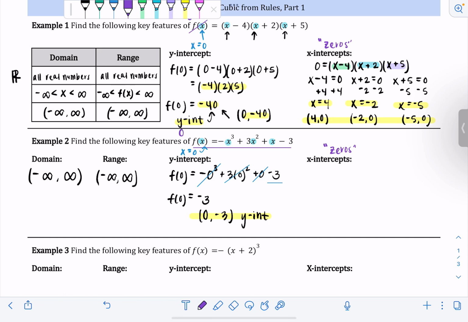So that means that we take 0, put it in for all of f of x, so the whole thing would get replaced with it as opposed to just x. So we put 0, and then it would be equals negative x cubed plus 3x squared plus x minus 3. And then we're trying to solve this now.